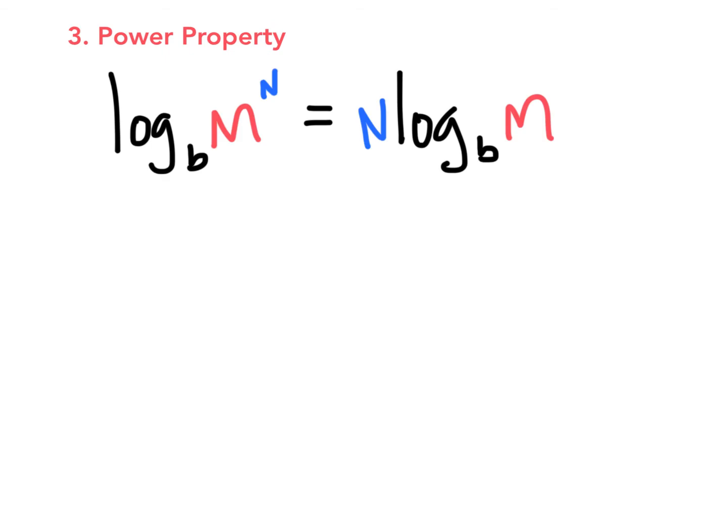Alright, the next property that we're going to look at is the power property. And it states that whenever you are raising whatever you're taking the log of to a power, that power will actually multiply the log. Right, and thinking back to exponent properties, whenever you had power to a power, you would multiply those numbers. Well, here we have some multiplication happening.